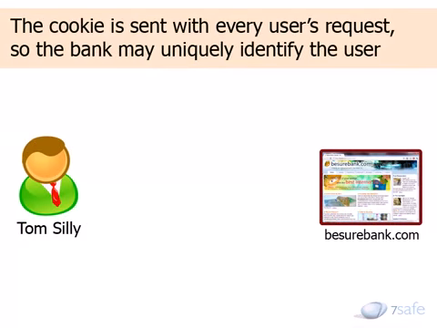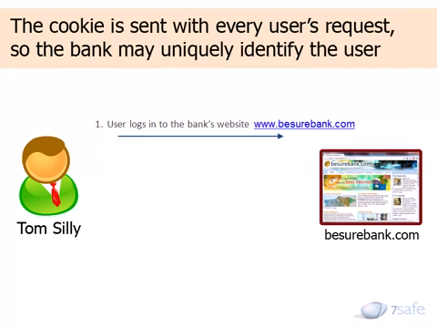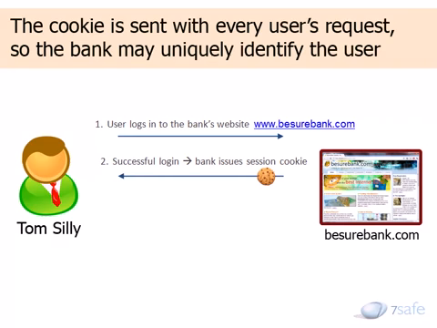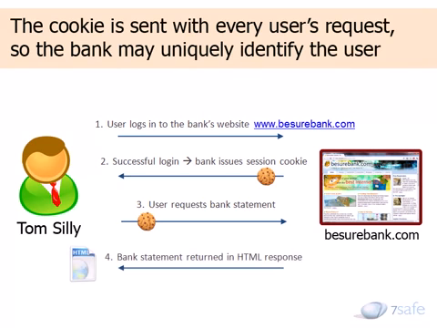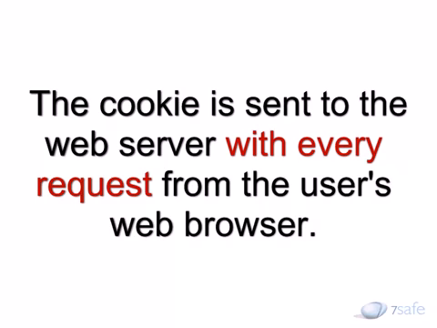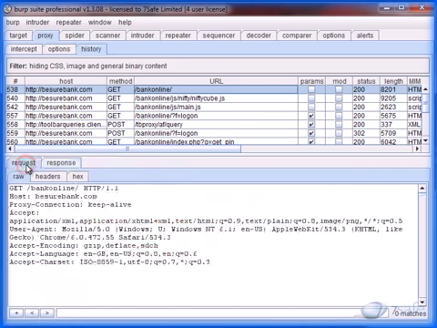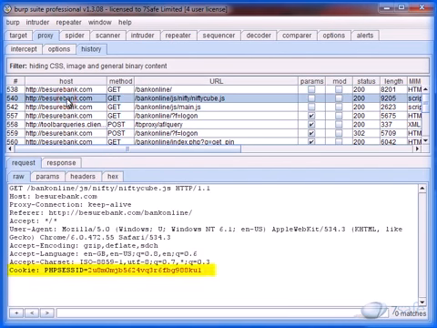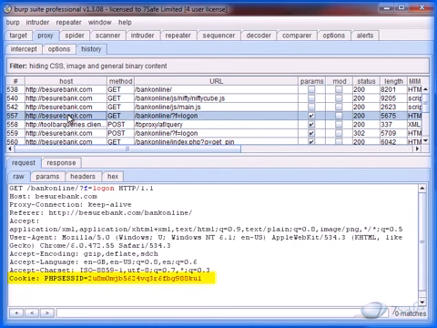Let's take a look at this entire flow once again. Once the user is logged into the bank, the cookie is issued, and with every request, in this case the user requests a bank statement, the request comes with the cookie, and then the bank knows that this is a request from this particular legitimate user, so the bank statement is served back. You can see on the screen that the cookie is issued with every request from the user's web browser. You can treat it as a signature which is sent to the web server.